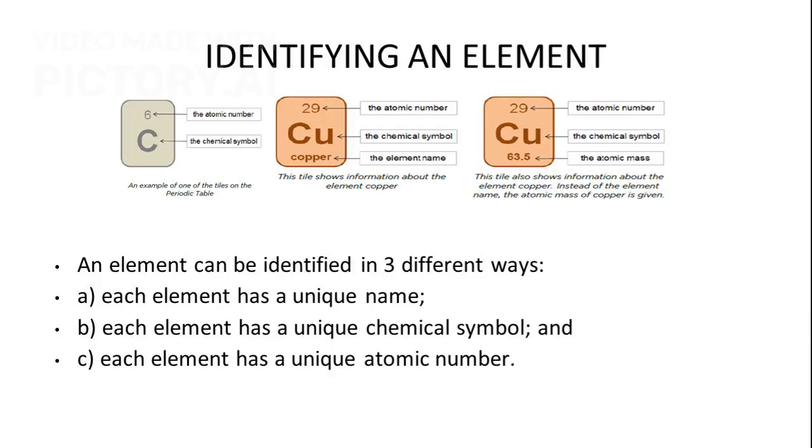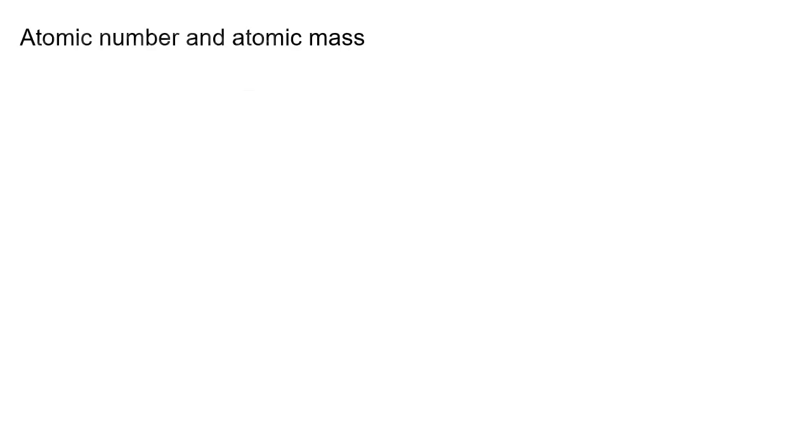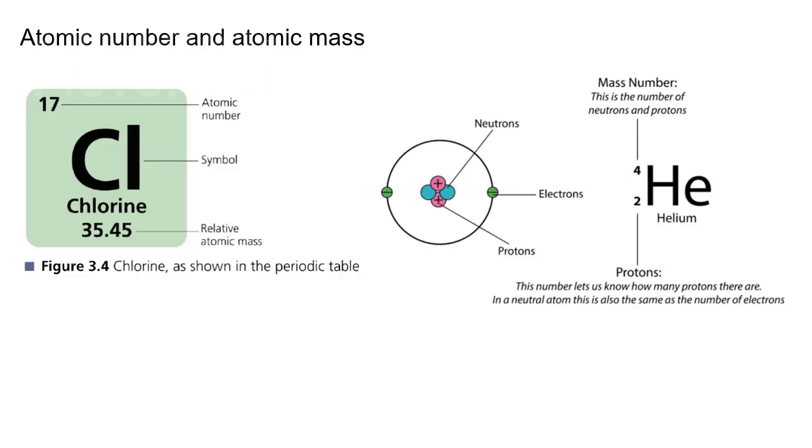Elements can be identified in 3 ways: by their unique name, chemical symbol, and atomic number. These identifiers help us understand and categorize the elements effectively. Atomic number and mass are crucial for understanding elements. For example, chlorine has an atomic number of 17 and a mass of 35.45, which helps us identify its properties and behavior.